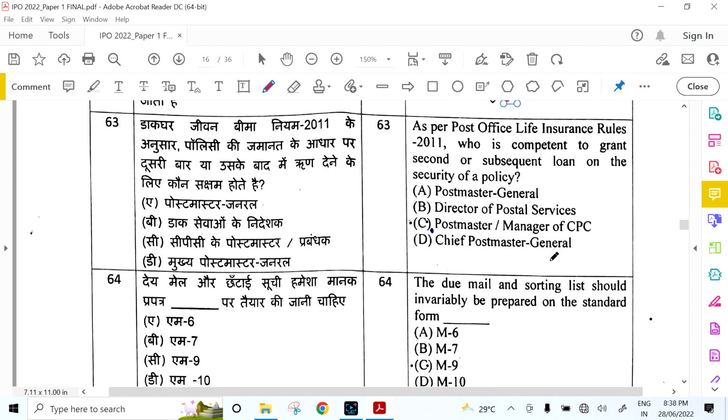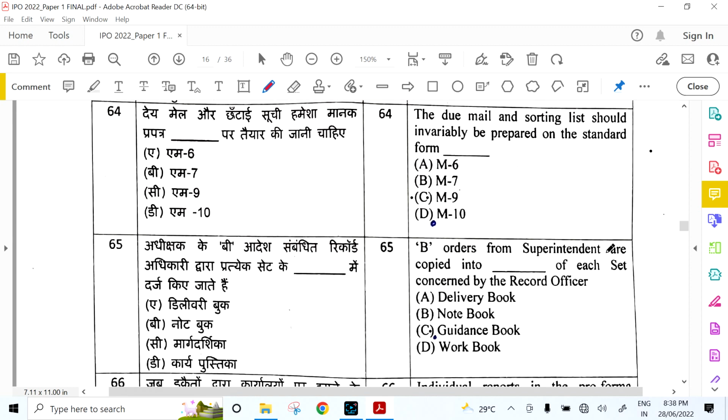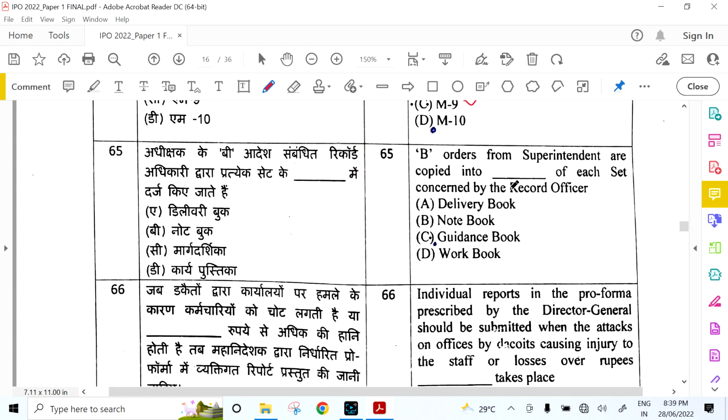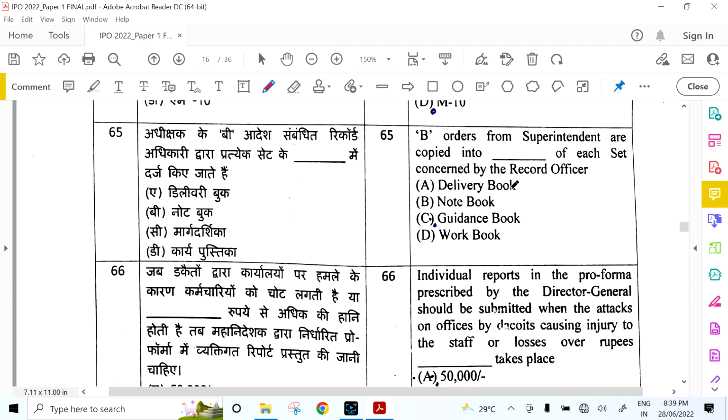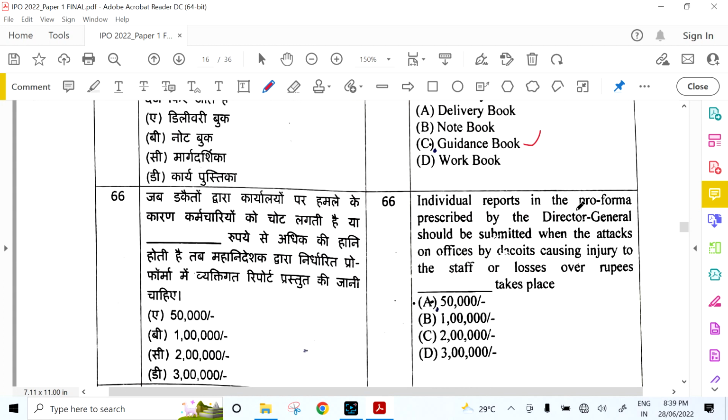As per POLI rules 2011, who is competent to grant second and subsequent loan on security of a policy? It is postmaster or manager of CPC. The due mail and sorting list should be invariably prepared on the standard form M9. It is M9. Then B orders from superintendent are copied into dash of each set concerned by the record officer. The answer is Guidance Book Volume 7.